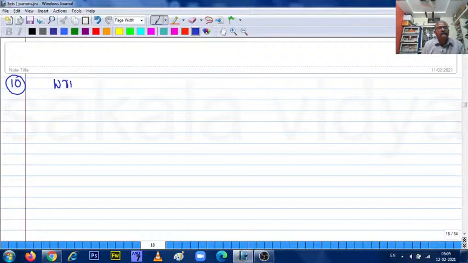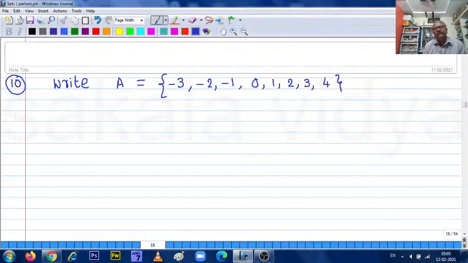Write A equals, this we need to read as A equals or A is equal to -3, -2, -1, 0, 1, 2, 3, 4 in set builder form, or into set builder form.